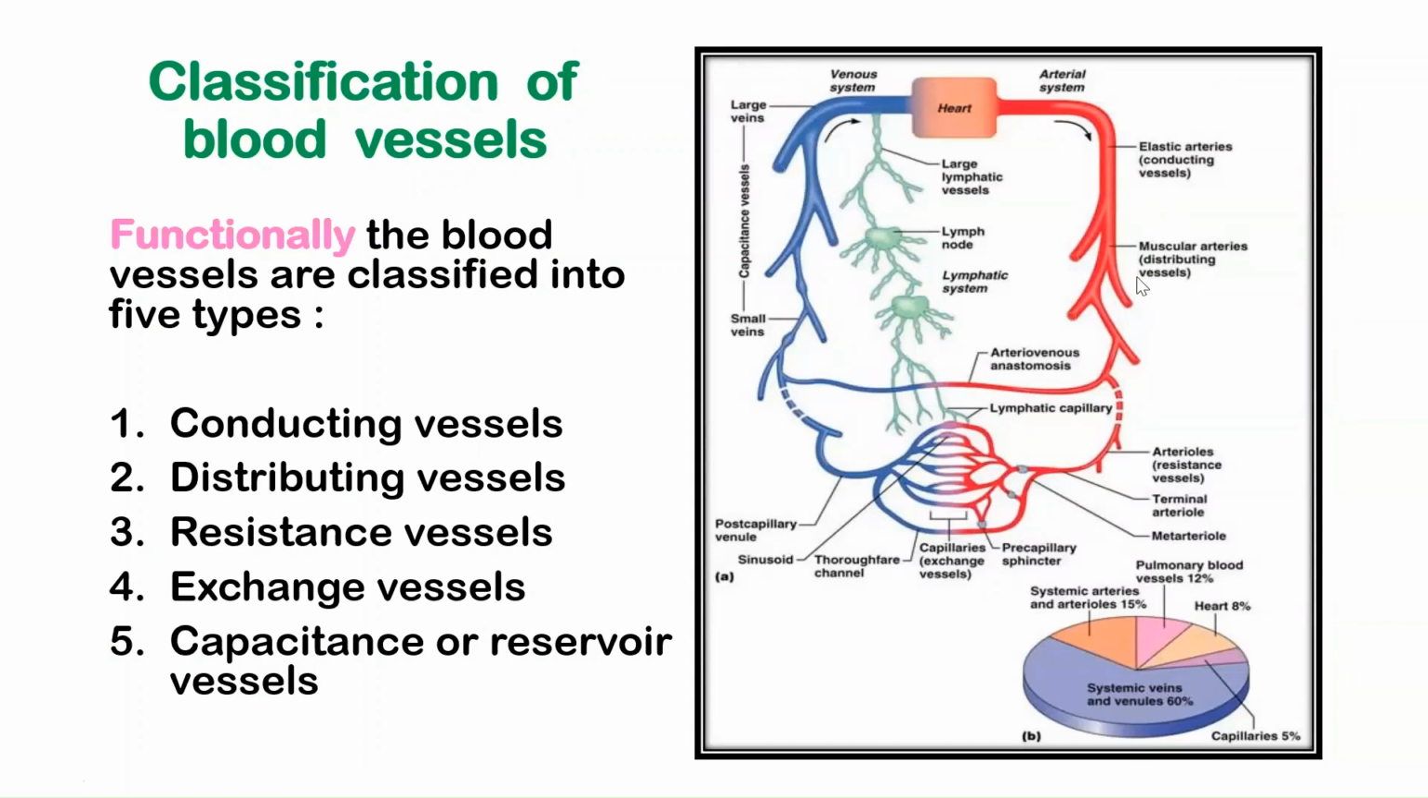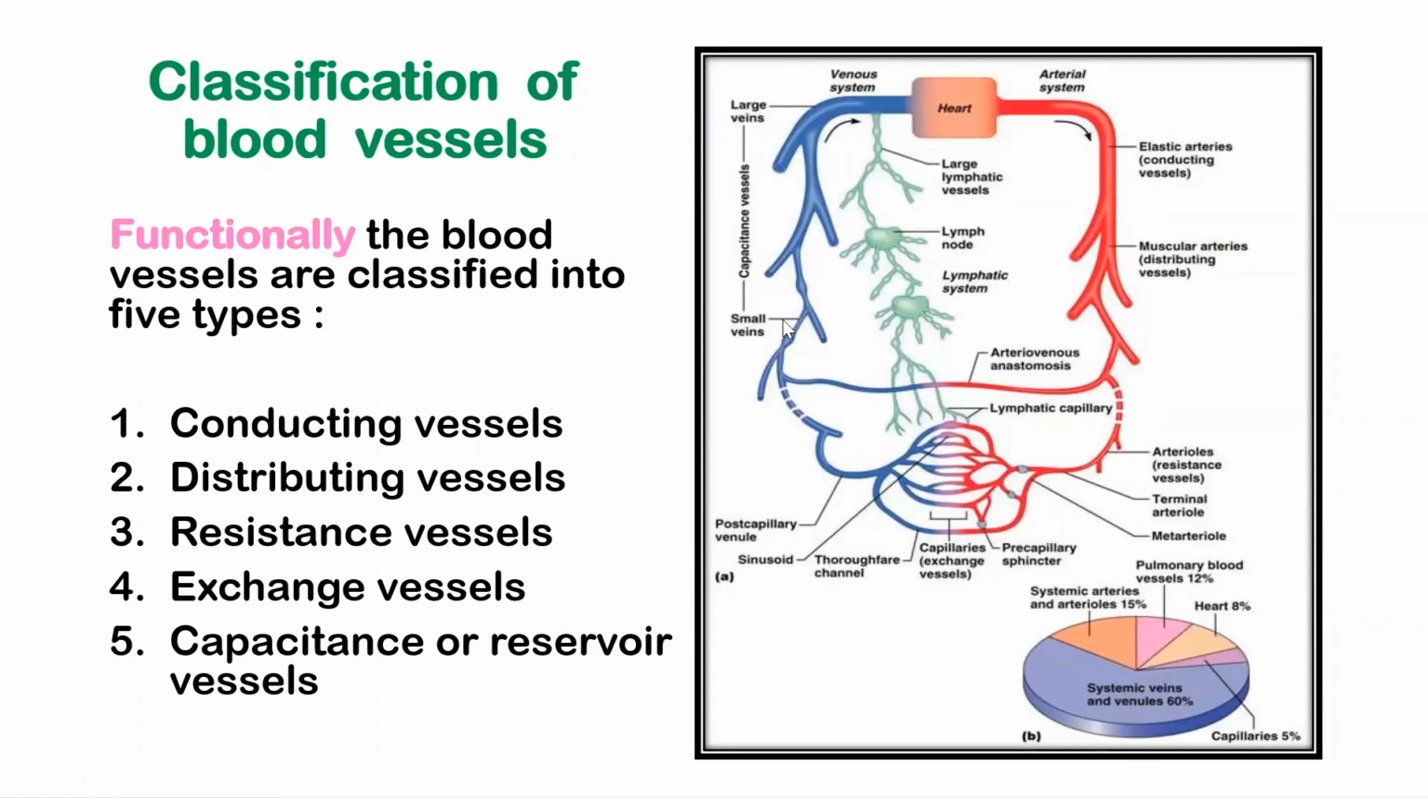The distributing vessels will further divide and re-divide to form the small arteries. The small arteries, with a size of 0.1 to 2 millimeters, further divide to form the arterioles or the resistance vessels with a diameter of 10 to 100 microns, which will further divide to form the capillaries of size 4 to 10 microns. The capillaries join to form the postcapillary venules, which will further rejoin to form the small venules and the small veins.